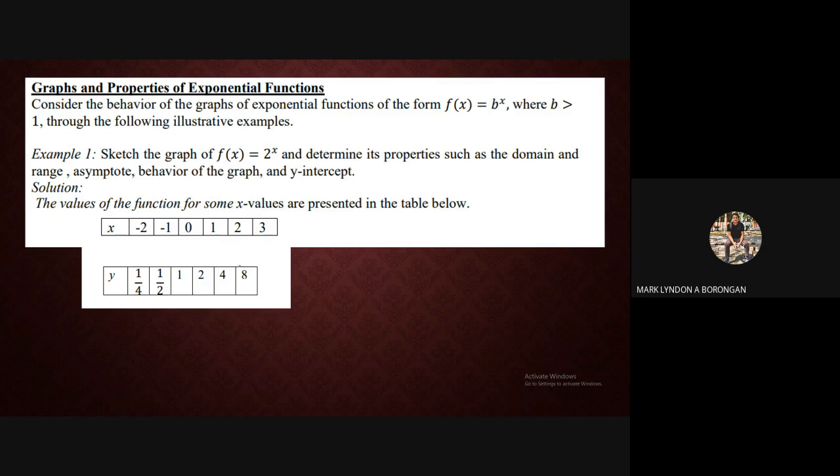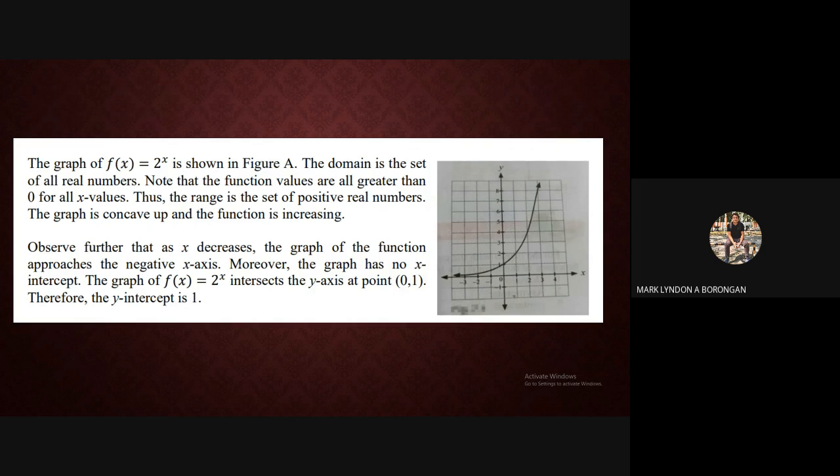So since na kay table, pwede na dayon ka make og graph ani niya. Kay na naman kay values for x and y. You can now simply plot the points sa inyong Cartesian plane. Okay, so the graph of f of x is equal to 2 to the power of x is shown in figure A. So muna siya yung graph, guys. The domain is the set of all real numbers. Note that the function values are all greater than 0 for all x values. Thus, the range is the set of positive real numbers. So the graph is concave up and the function is increasing. So increasing siya, guys.